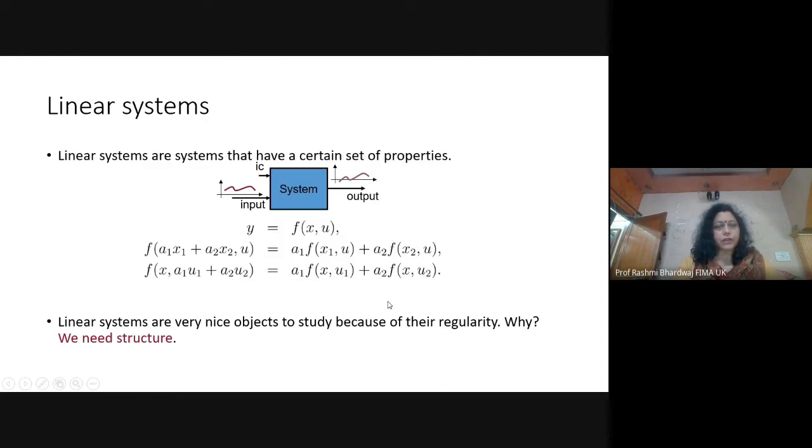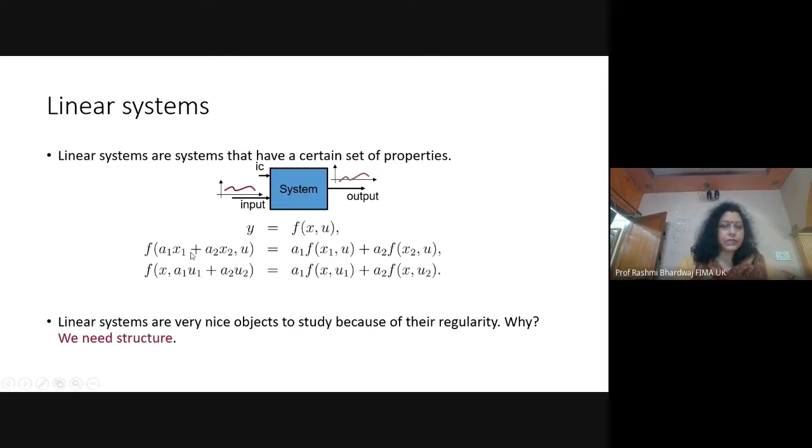Now, when we talk about the linear system, these are systems that have a certain set of properties. Suppose any input signal is going into the system; then whatever output you get depends on what kind of function you have inside the system. Normally, a linear system satisfies two types of properties: one is the additive property and the other is the homogeneity property.